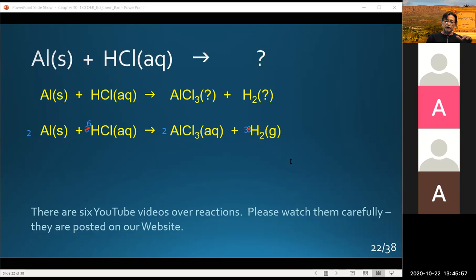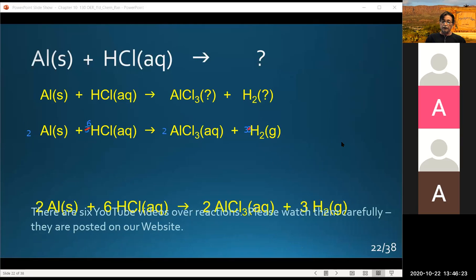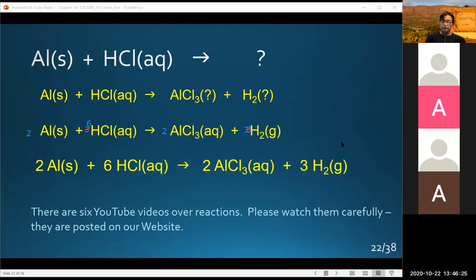And so now it looks like I'm balanced. I got 2 aluminums on the left side. I got 6 hydrochloric acids, which gives me 6 hydrogens on the reactant side and 6 hydrogens on the product side because they got 3 molecules of hydrogen. I got 2 aluminum chlorides, which gives me 6 chlorides and 2 aluminums. And it looks like I'm balanced.